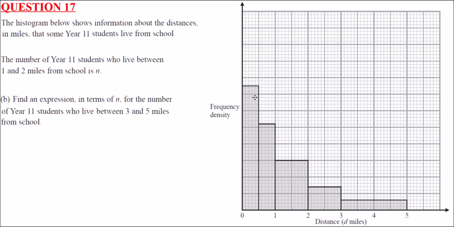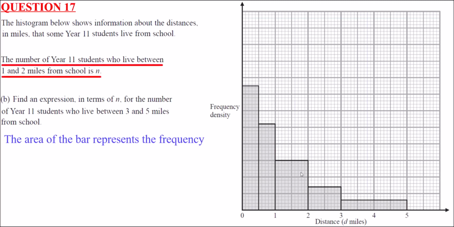Part B, again, is a histogram, this time showing distances in miles that some Year 11 students live from school. Now, this time, we're told that the number of Year 11 students that live between 1 and 2 miles from school is n. So between 1 and 2 miles from school, that's going to be this bar here, which I'm going to just highlight in a second.